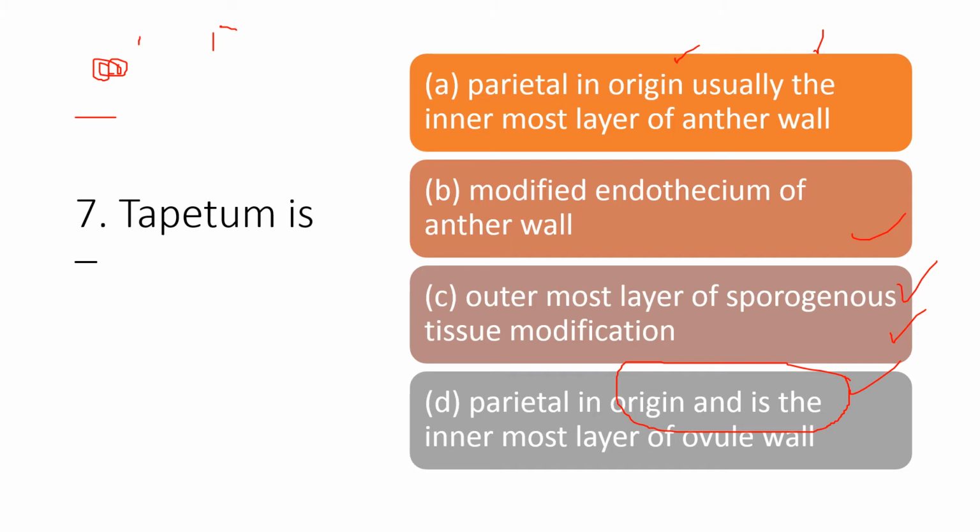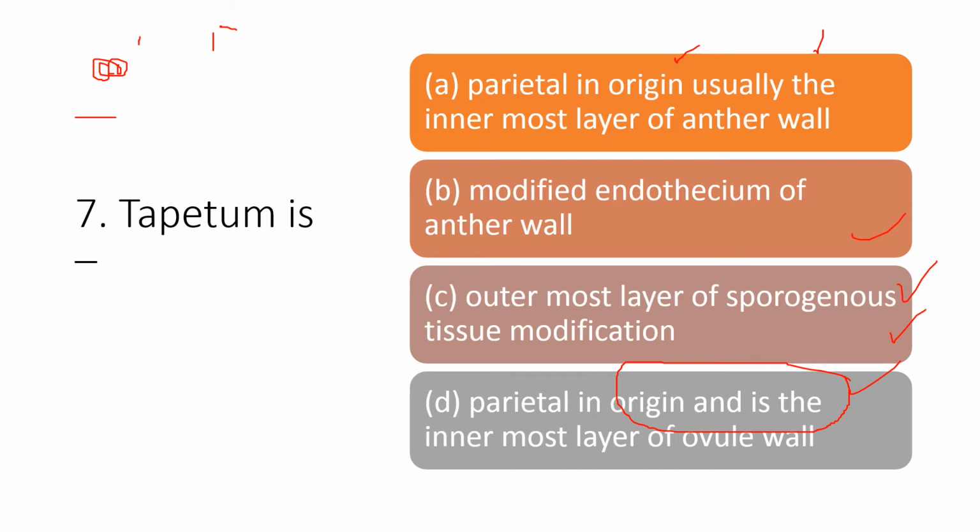So look at option B. Modified endothecium of anther wall is wrong. It is not a modified endothecium. Outermost layer of sporogenous tissue modification? No, it is not the outermost layer, because the tapetum is present in the inner layer of the anther. The outermost layer is the epidermis. We know that. Option D: parietal in origin and the innermost layer of ovule wall. Ovule is a megasporangium, but the tapetum is present in a microsporangium.